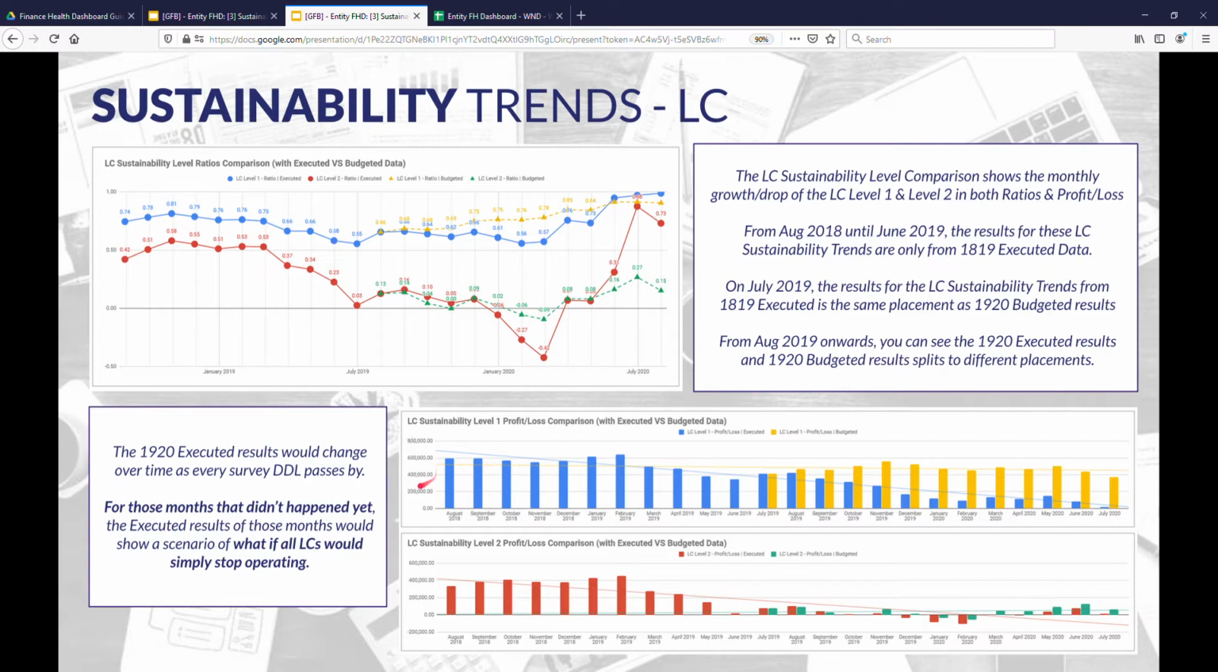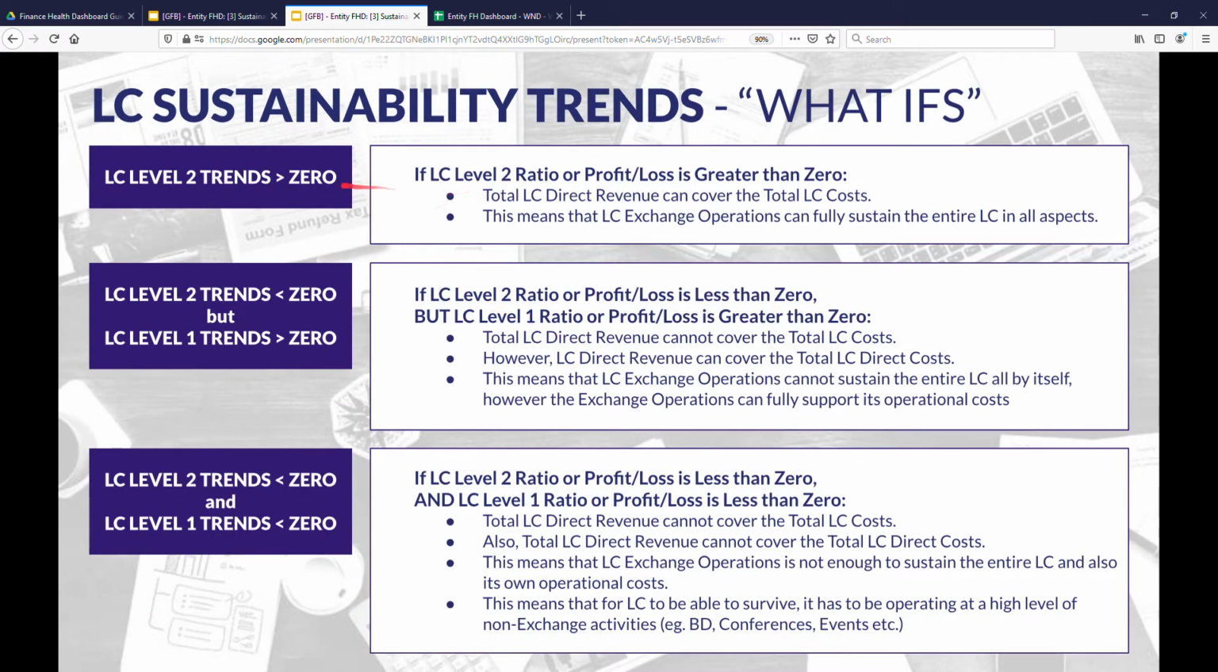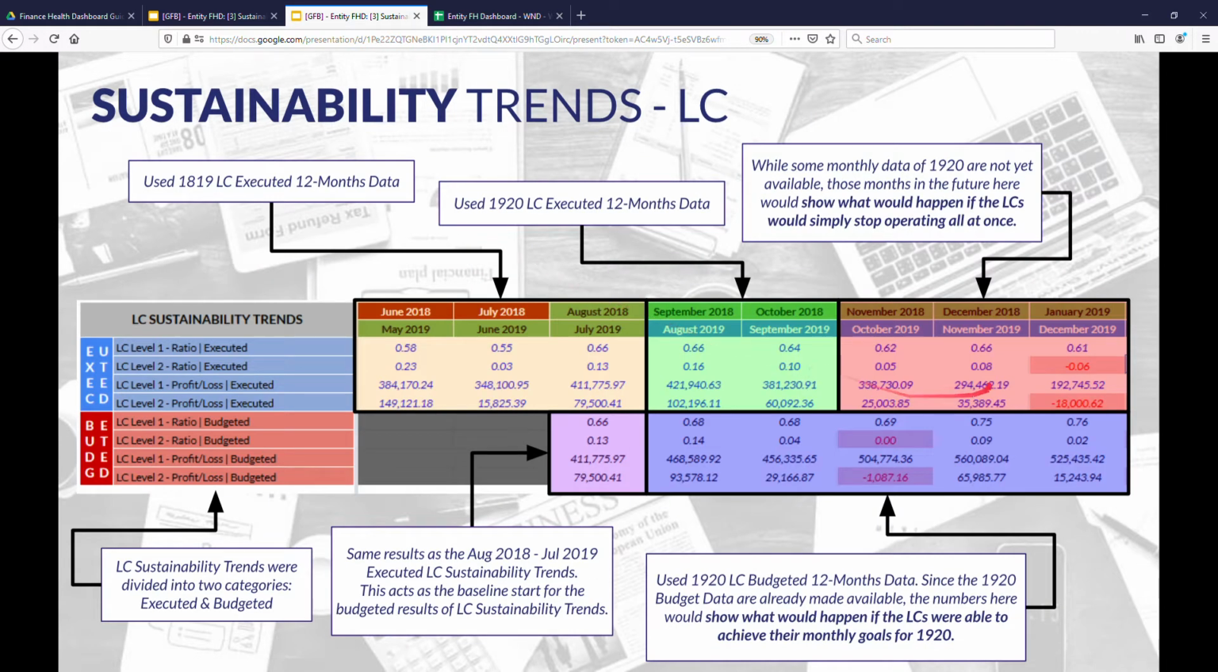That means you still have to continue submitting your survey, even if the projection looks good in the ratio part, but in the absolute part it is actually dropping. So just continue doing the survey so that you can see a better projection of what's happening. These are the LC sustainability trends, what-ifs. So what if LC level 2 trend is bigger than 0? Based on this table, you can see what the results will be.